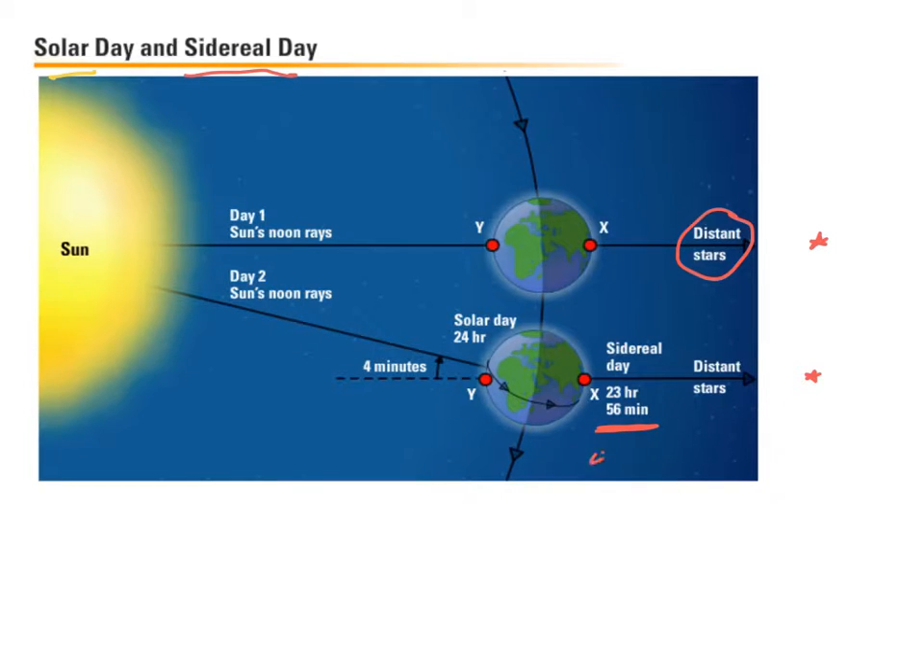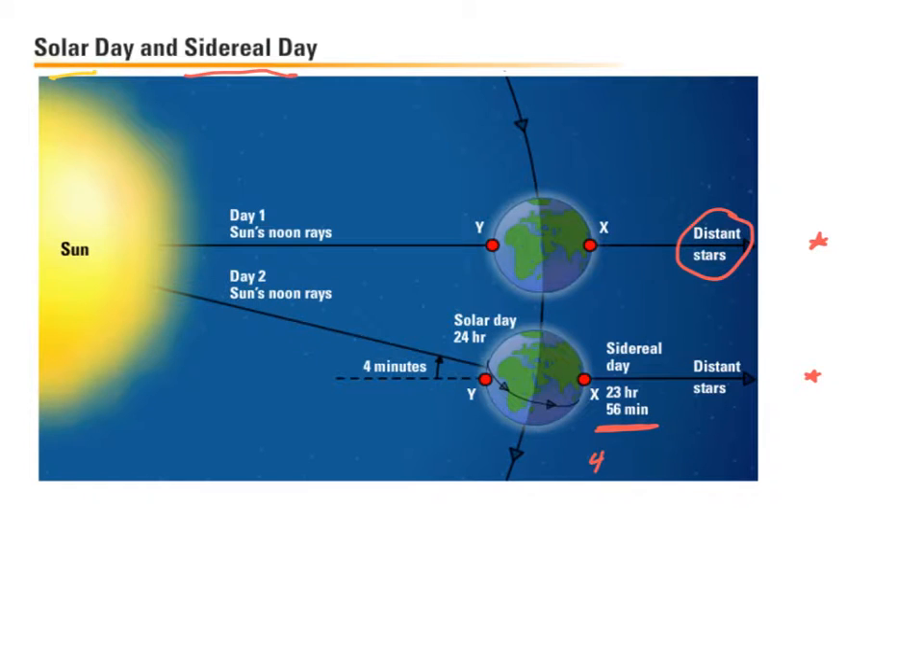So you notice there's a 4-minute differential, and that means that our stars are going to rise 4 minutes earlier every night. So that's why they change throughout the years, because it's not exactly a perfect 24 hours. Instead, a sidereal day is 23 hours and 56 minutes.